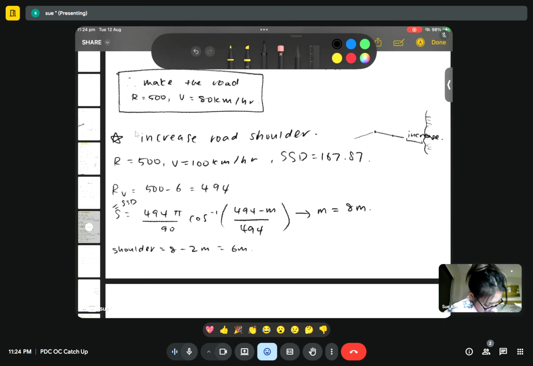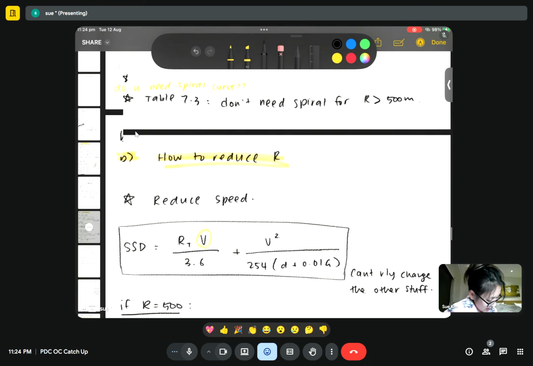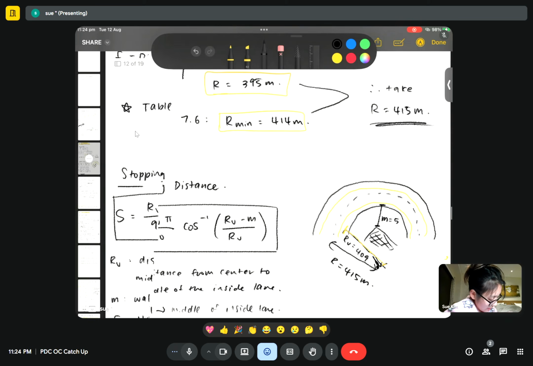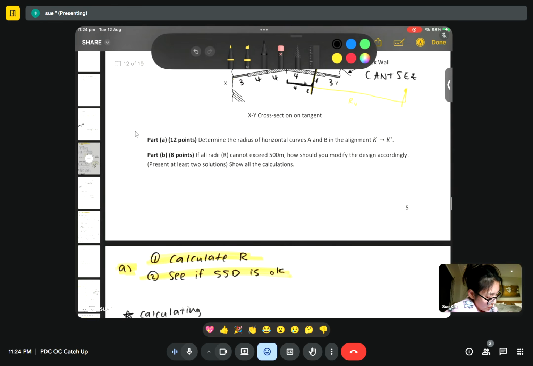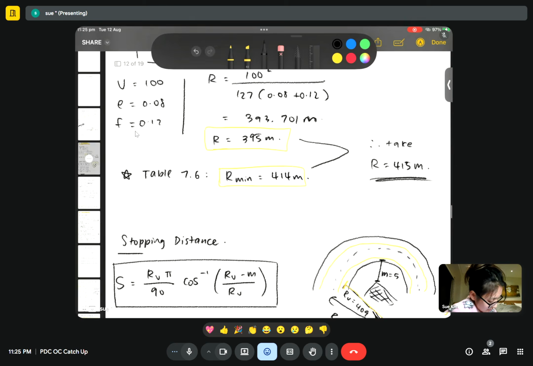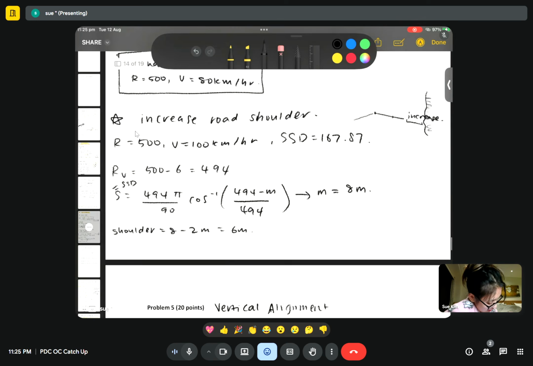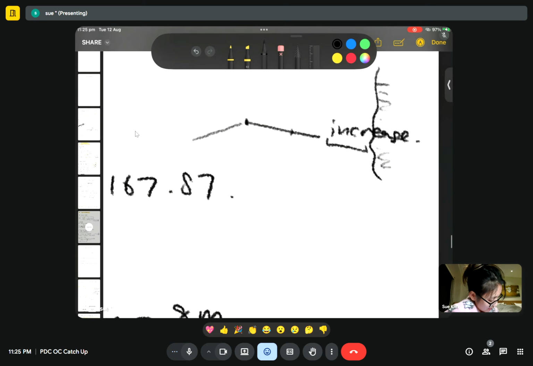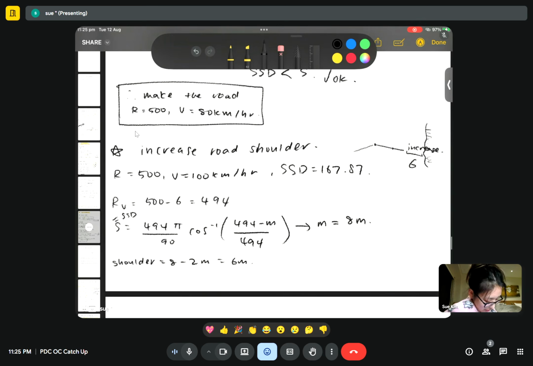because that 8 meters is equal to M, and M is equal to from the wall to the middle of the inside lane, right? And the inside lane already takes up 2 of those meters. So if I subtract 2, then the remainder part should be how much shoulder I should have. So I should have a 6 meter shoulder here, but since my shoulder is already 3 meters, right? So all I have to do is increase the shoulder by another 3 meters.